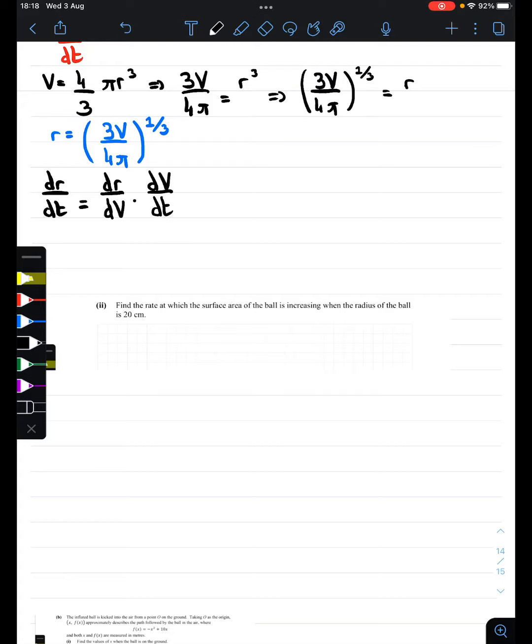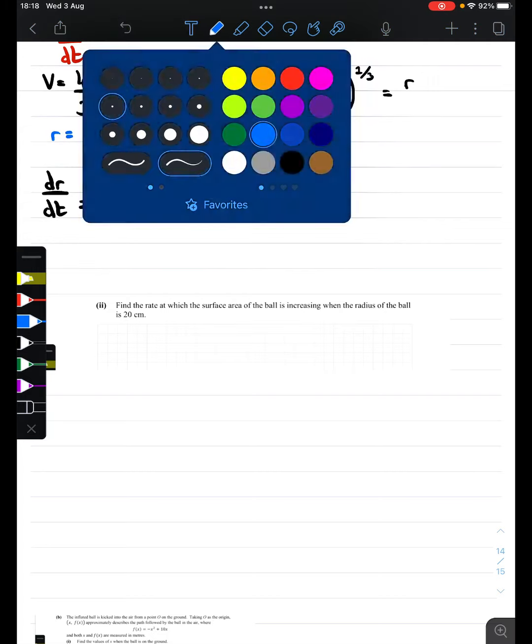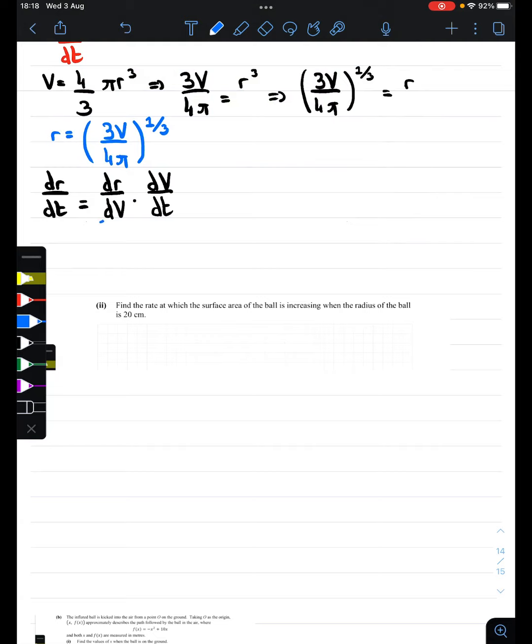So if we differentiate r with respect to v and then multiply that by the derivative of the volume with respect to t, that will give us the derivative of the radius with respect to t. And the way that you can kind of see how that would work would be these two almost kind of cancel out here. Now that's not exactly how it works, but that's kind of a nice way of thinking about it. Okay, so we're going to differentiate r with respect to v.